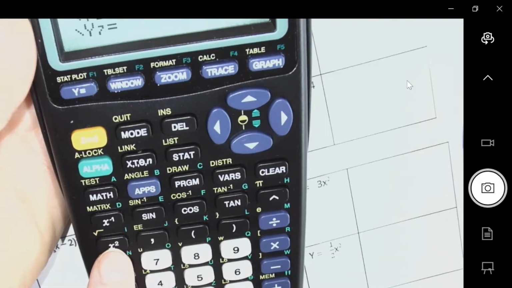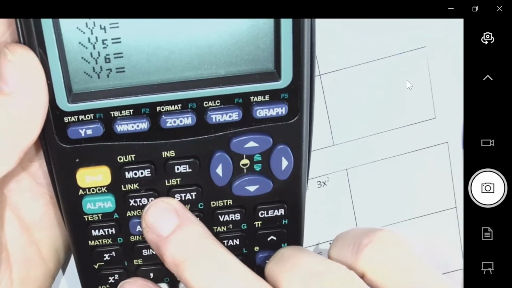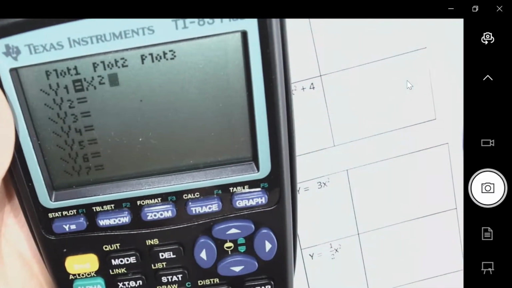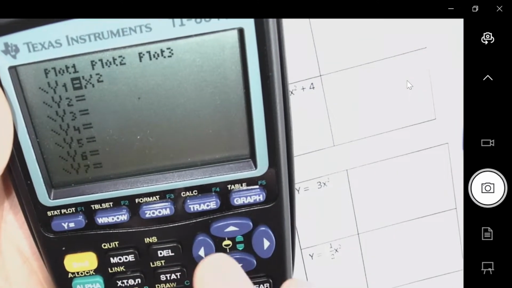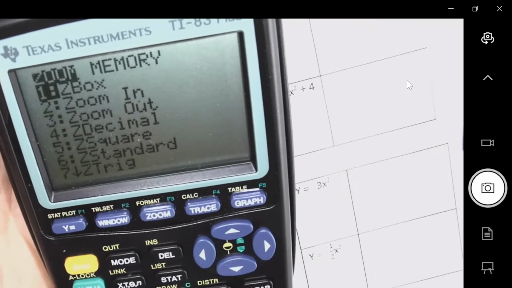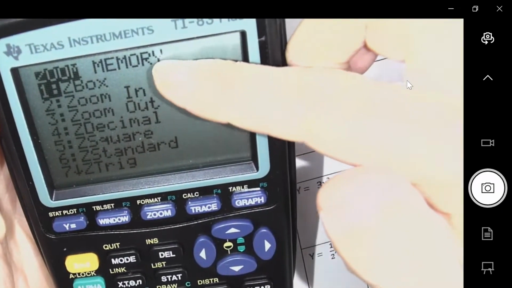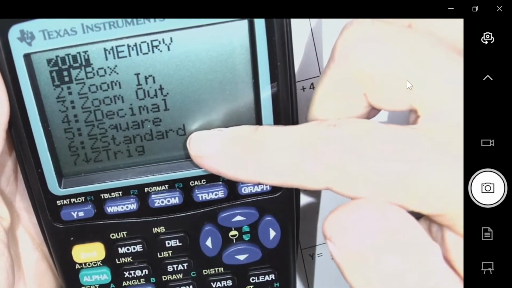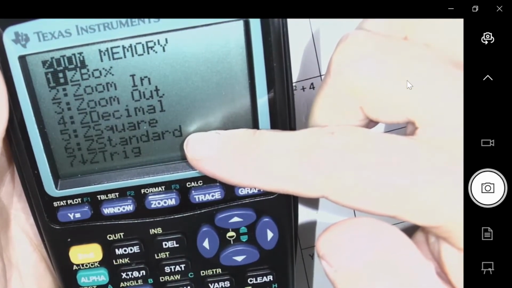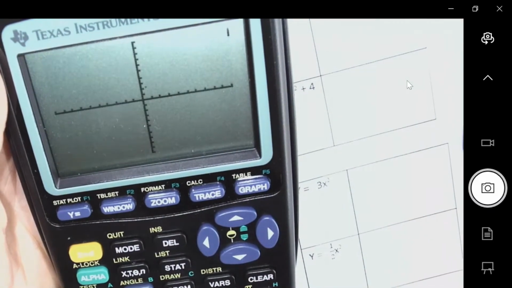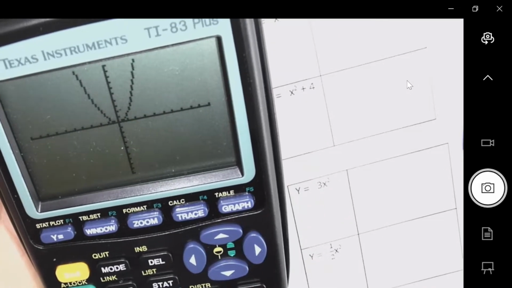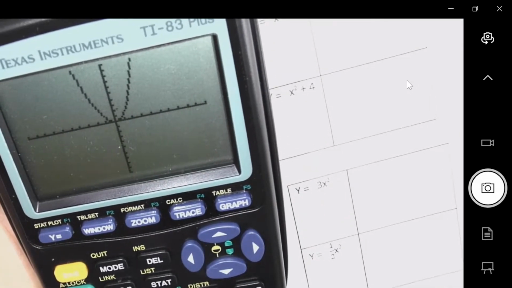X squared. Everyone's good? X squared. Those are my buttons I'm pushing. Okay. I'm going to hit zoom for a second here. The button zoom. And in this list, if I do a standard, it puts my grid as a 10 by 10. So I'm going to do a zoom 6. And so that puts my visual on a 10 by 10 grid.